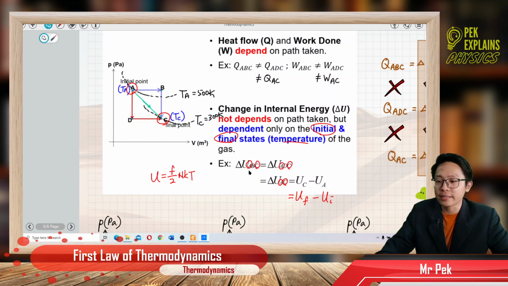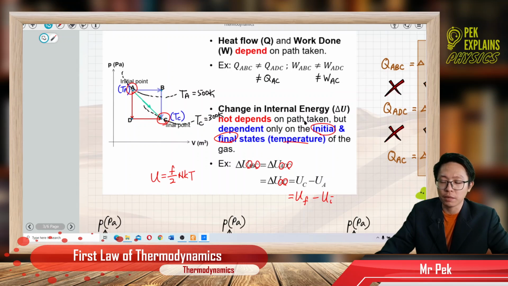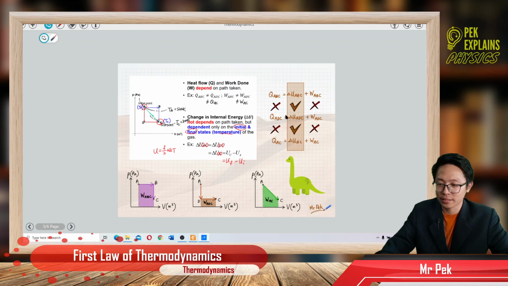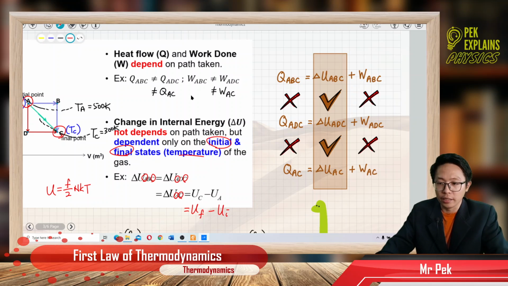Okay, so what I can say is the change in internal energy for all three paths is the same. But why do the heat flow and work done depend on the path taken, while internal energy does not? Why? First of all, you learned one thing: the change in internal energy is the same for all paths, ABC, ADC, and AC. All these values are the same because they only depend on the initial and final point.